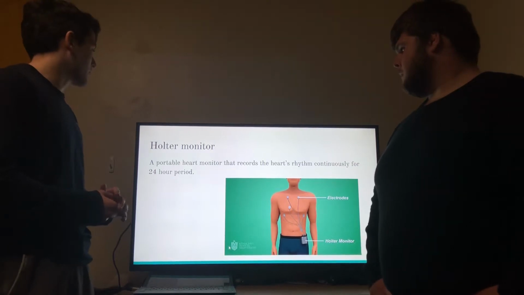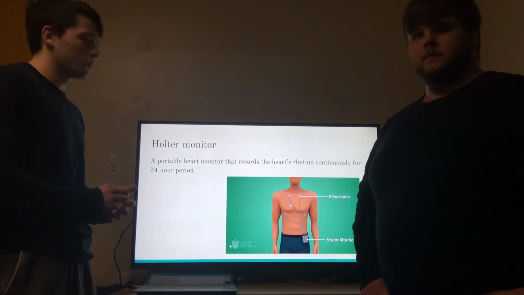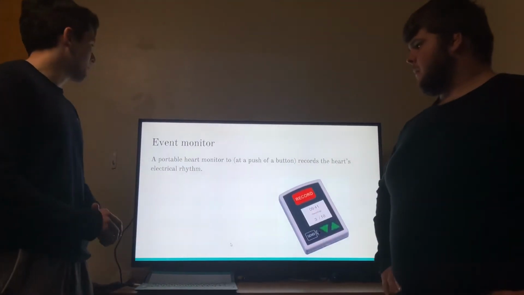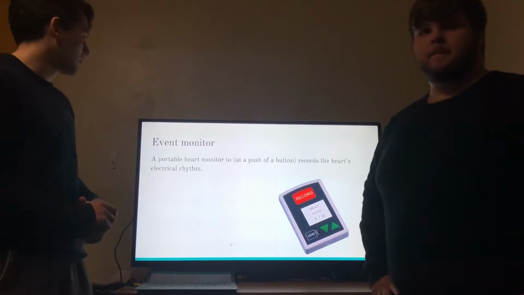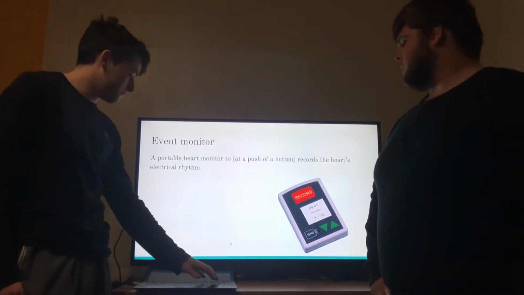A Holter monitor is a portable heart monitor that records the heart's rhythm continuously for a 24-hour period. An event monitor is a portable heart monitor that, at the push of a button, records the heart's electrical rhythm.